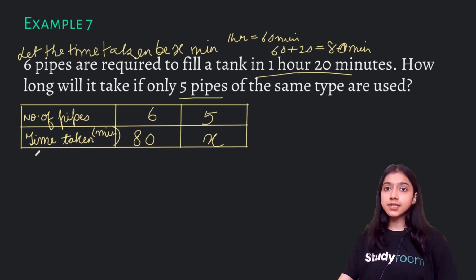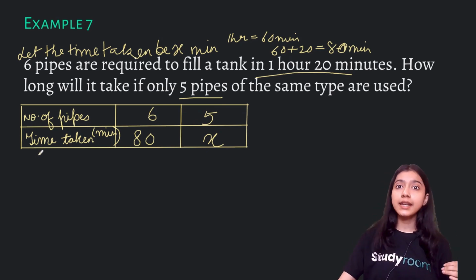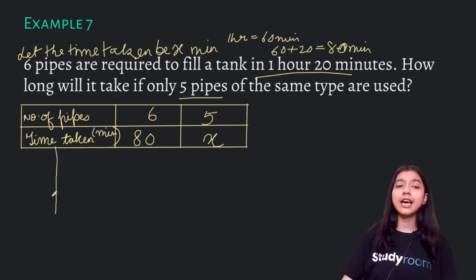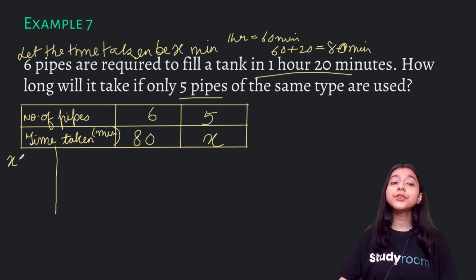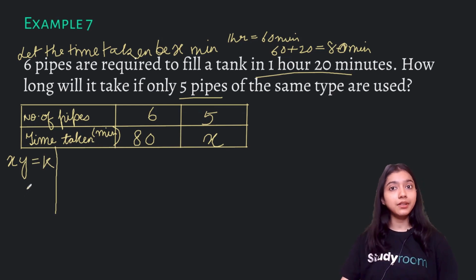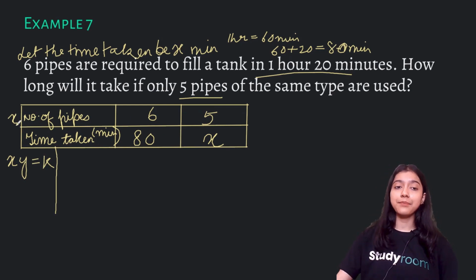Now, because this is inverse proportion, we need to recall the connection, that means the necessary condition for two variables to be in inverse proportion. Let me give you a quick recap. The product of the variables x and y should be a constant number. That means x1 y1 should be equal to x2 y2. Let us consider this as x and this as y. This is just for the sake of convenience, for yourself. You won't be writing this in the exam.